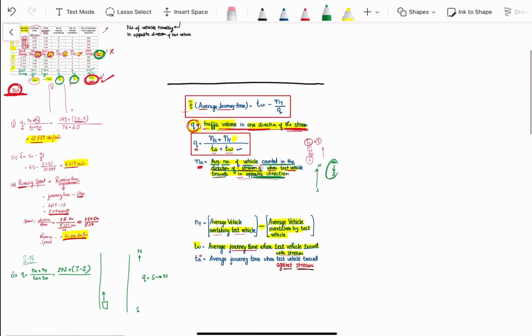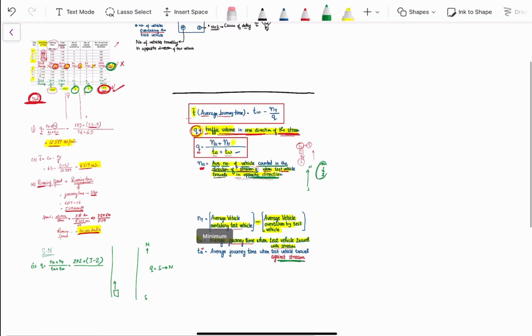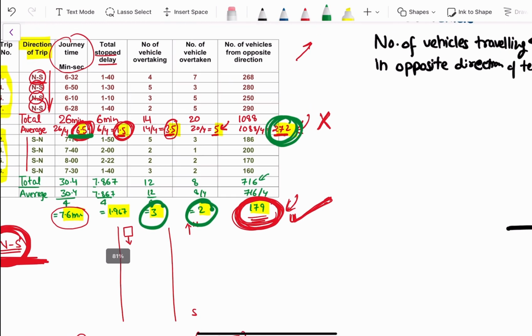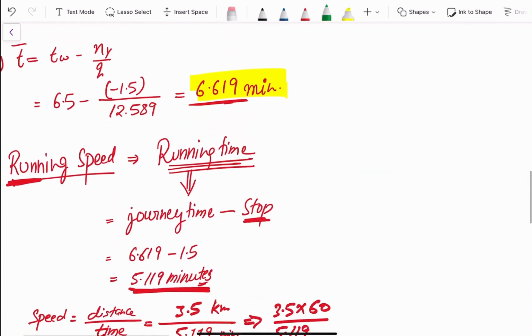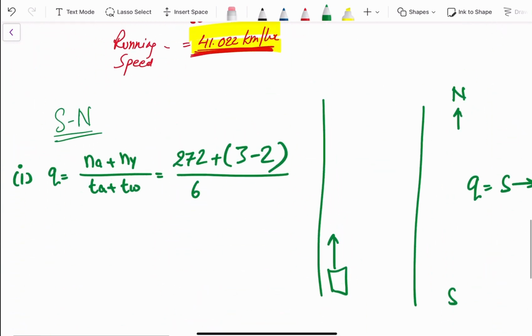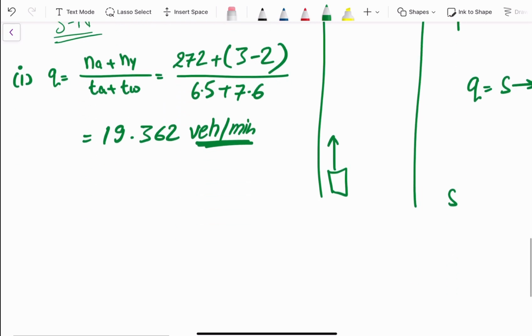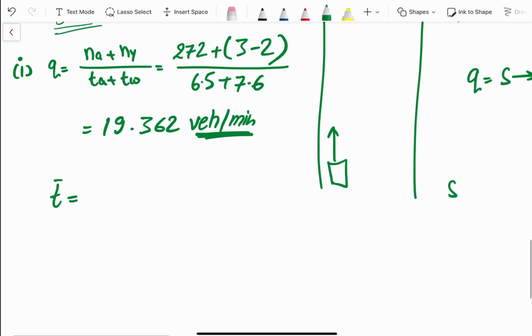TA and TW: TA is when the vehicle is traveling against the stream, which is 6.5, and with the stream is 7.6. Okay, so it will be 6.5 plus 7.6. Upon solving, the value will be 19.362 vehicles per minute. If you have solved the question by yourself, make sure you have mentioned the unit also. Make it a habit to write the unit, because marks get deducted if you forget to write the unit. Okay, so this is part 1 that we have solved.